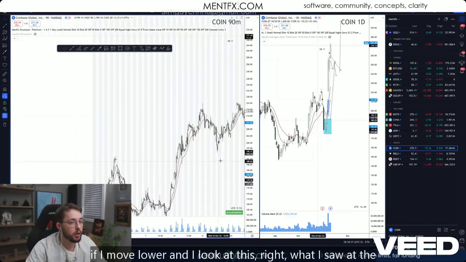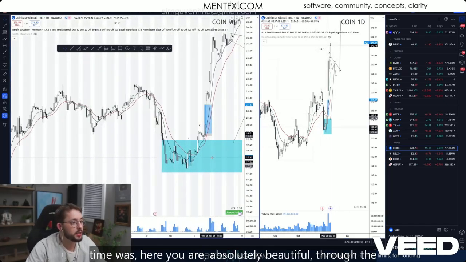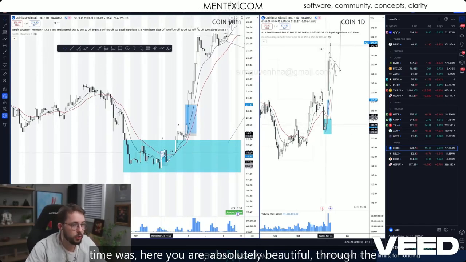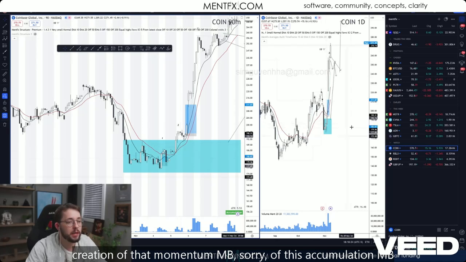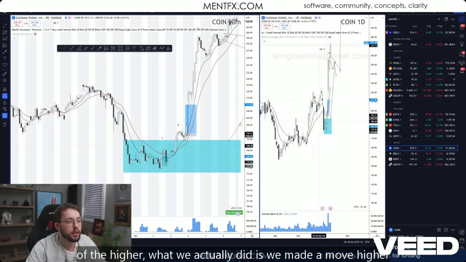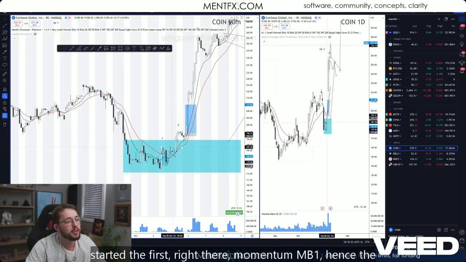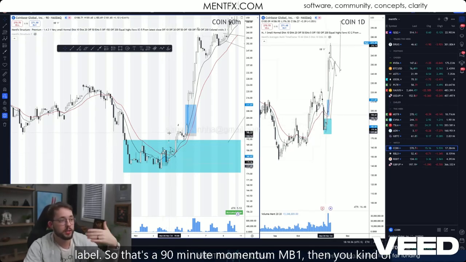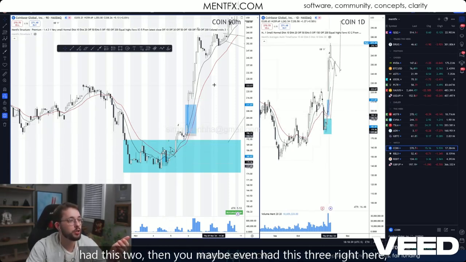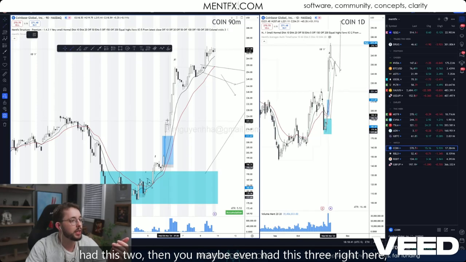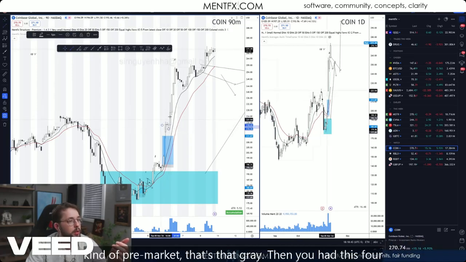So if I move lower and look at this, what I saw at the time was, here you are, absolutely beautiful, through the creation of that momentum MB, of this accumulation MB of the higher. We made a move higher, and we kind of came down, we made a move higher, and this started the first, right there, momentum MB1, hence the label. So that's a 90-minute momentum MB1, then you had this 2, then you maybe even had this 3 right here, kind of pre-market, that's that gray.